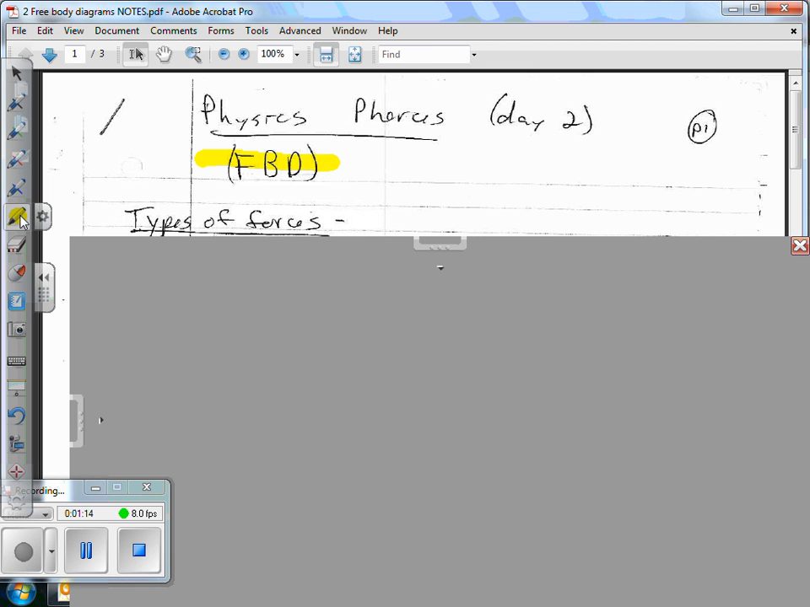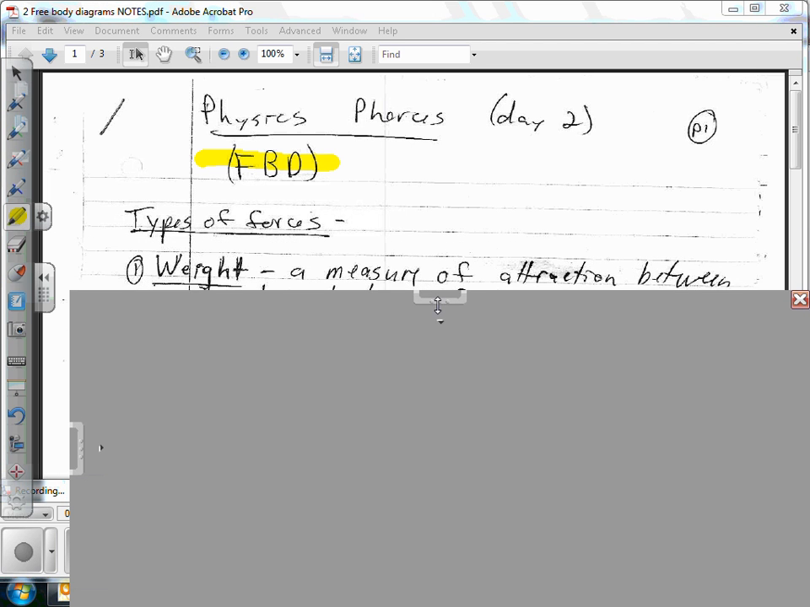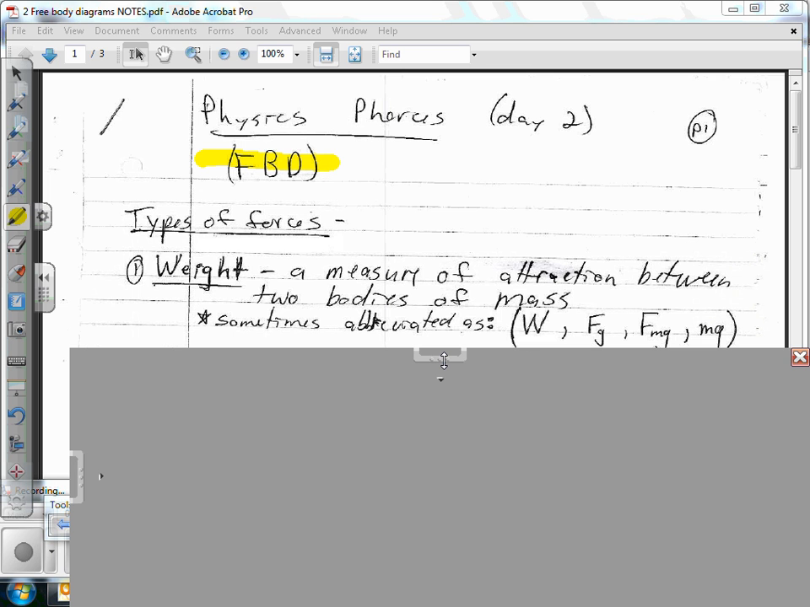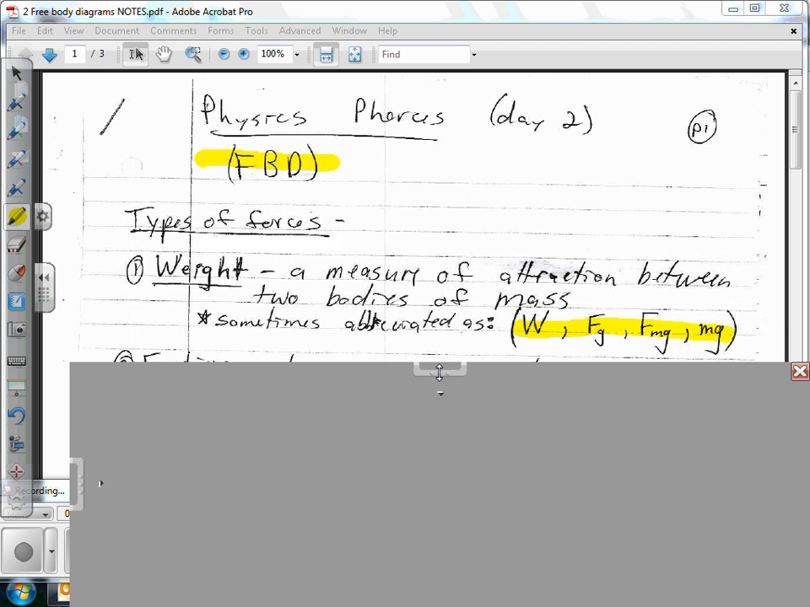Okay, so types of forces. This is a little bit of a review from yesterday. We have weight, and we said weight is a measure of attraction between two bodies of mass. You'll find that in your notes from yesterday if you took notes around yesterday's video. But this is something we don't have from yesterday, and that'd be these abbreviations. So it says, sometimes abbreviated as big W, which is the one that we showed yesterday on the notes.